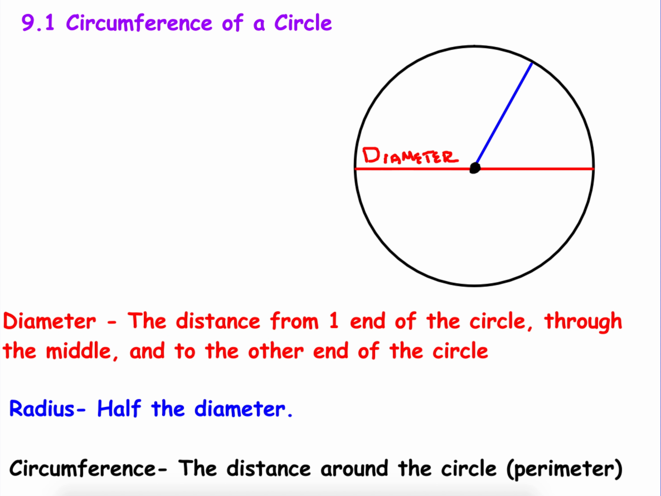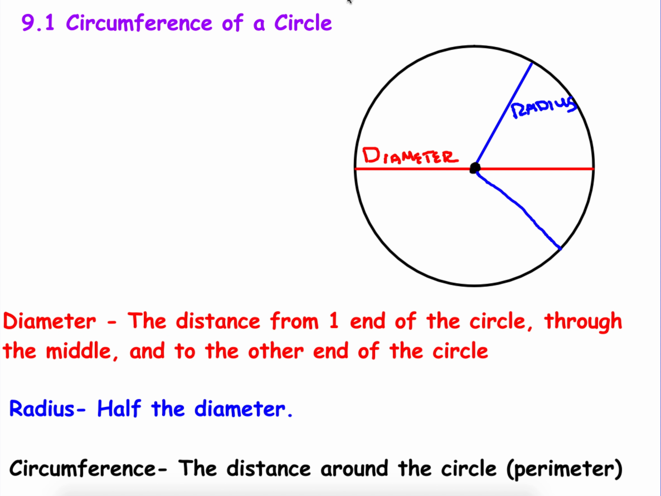Now the radius is basically half of the diameter. It goes from the circle to the middle, but it stops in the middle. So this blue line here is your radius. Now again, the radius could be going from all different angles. I can draw multiple radii, but they're all the same. So this radius is equal to this radius, which is equal to this radius, which is equal to this radius. But the big thing is they all have to go through the middle.